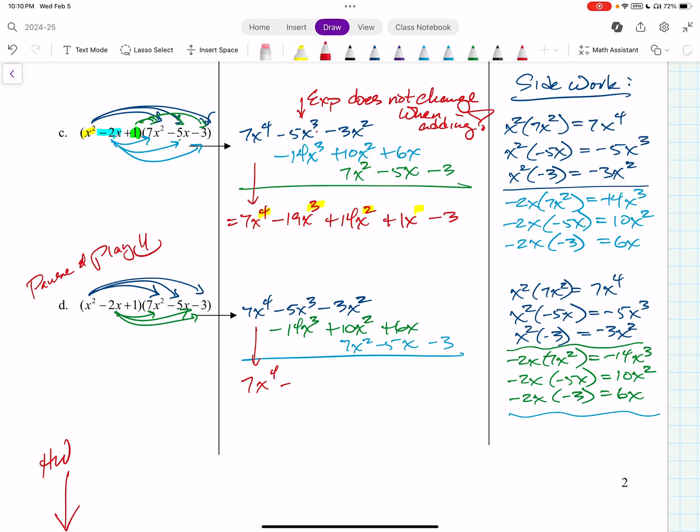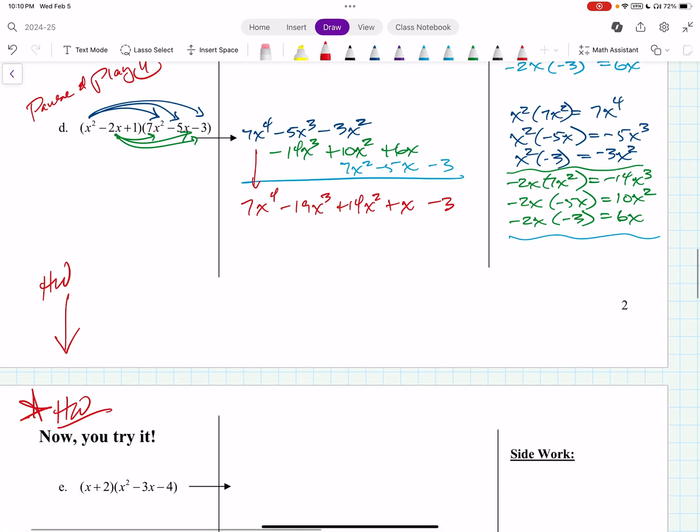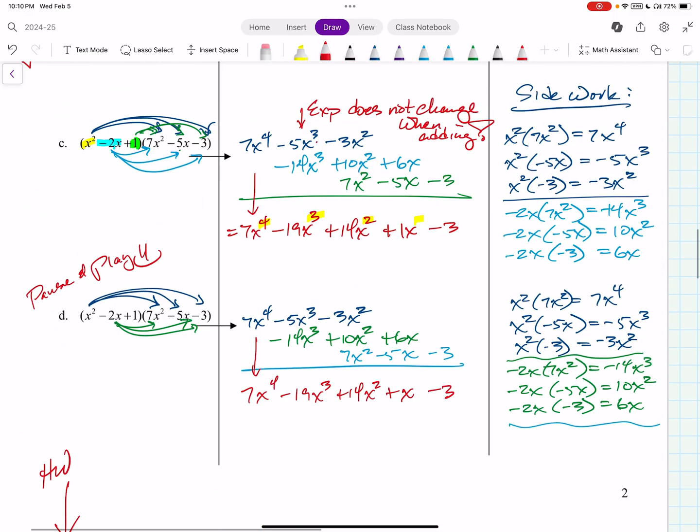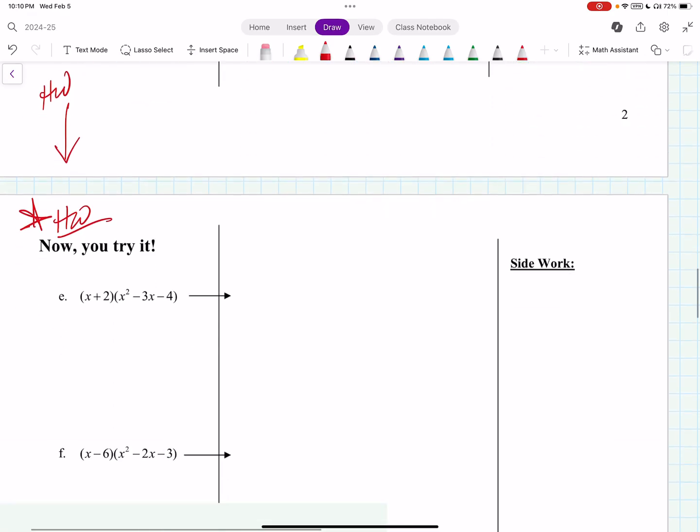Silly me. So minus 19x cubed. Okay, 7 plus 10 is 17. Minus 3 is 14x squared. 6 minus 5 is 1, so 1x or x, and then minus 3. All right, so this is really, really good to practice. All right, so hopefully you did that without looking, right? Without looking. Holy cow.